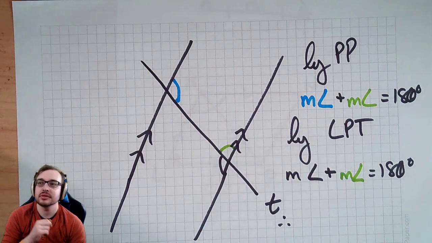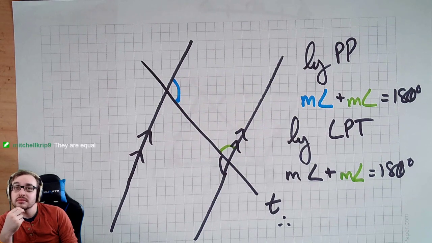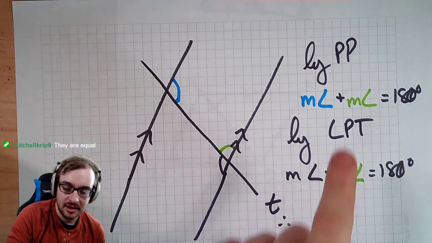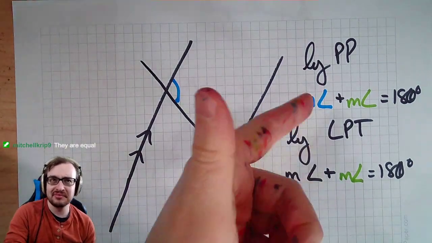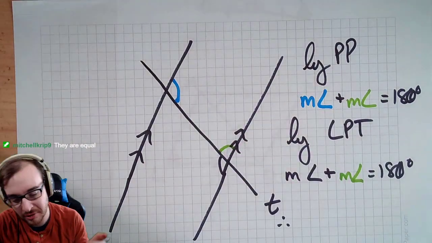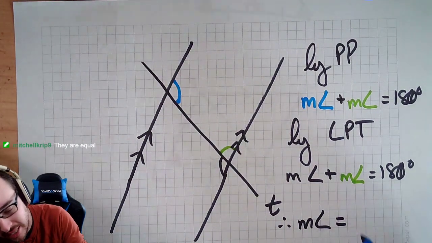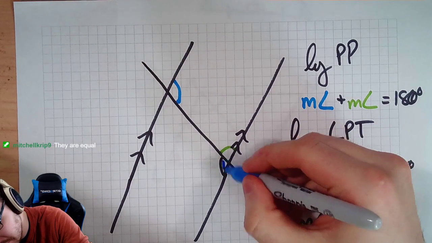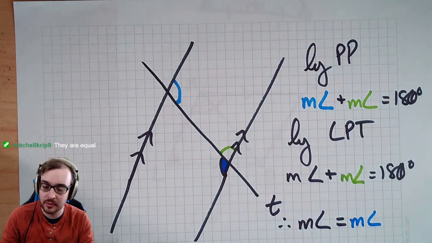Based on these two things. Yeah, right? Blue and green is 180. Something and green is 180. Well, the something is blue, right? Therefore, the blue angle and the black angle equal each other, therefore they are congruent. This is the blue angle. And that's the proof for alternate interior angles theorem.